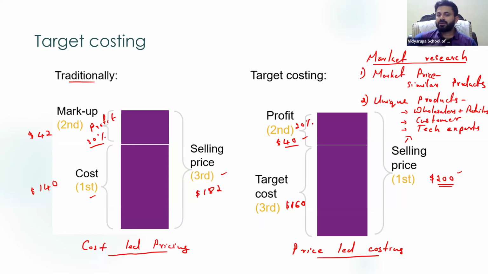So basically, how does a company set the selling price even before they know the cost of a product? Through market research. If we are selling a product similar to one already in the market, we can refer to the market price, the competitor's price for that. First case, easy case. Second case, a little more tricky, but there also we can do market research. How?